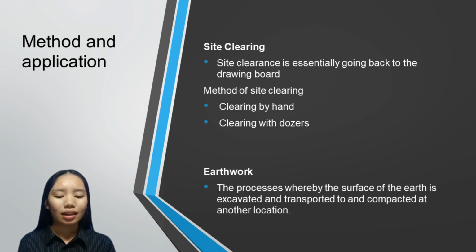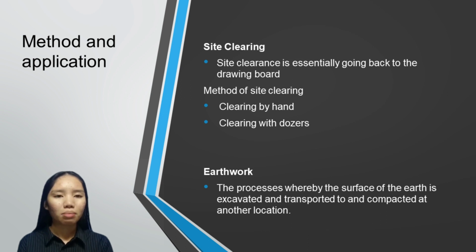Next is site clearing. Site clearing is essentially going back to the drawing board. The methods of site clearing are clearing by hand and clearing with dozer. And then earthwork. The process whereby the surface of the earth is excavated and transported to and compacted at another location. So the scope of earthwork is first site clearing, second cutting and excavation.